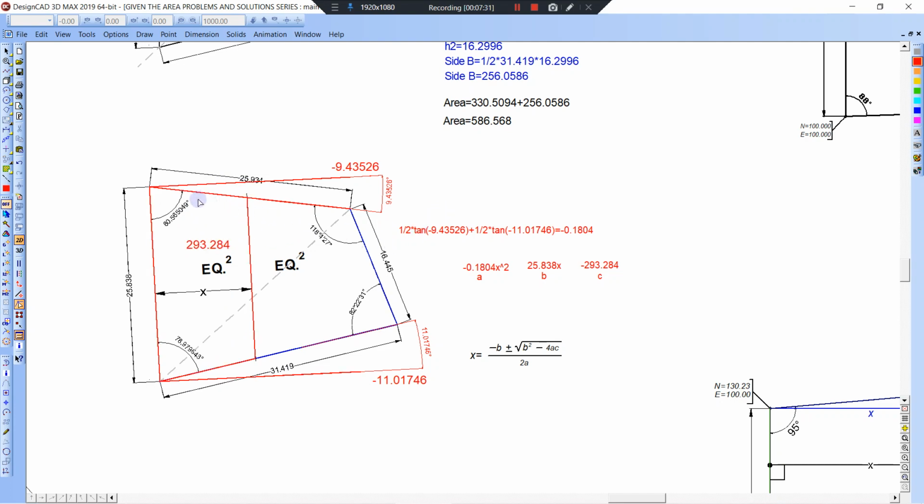So we have this angle minus 90 will give us that angle, and it's going to be negative. So this 78.97 minus 90 will give us this angle, and it's also negative. Then you take 1/2 tangent of negative 9.4 plus 1/2 tangent of negative 11.017, and you'll end up with equals negative 0.1804, and that's your x squared, because remember that's the tangent of this times x. We're actually looking at that dimension, and that tangent of that negative number times x is the area of that triangle, times 1/2, right?